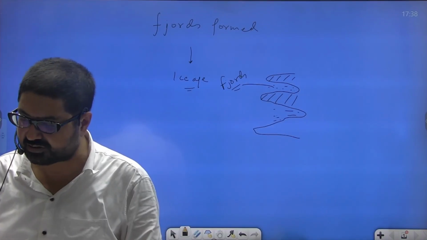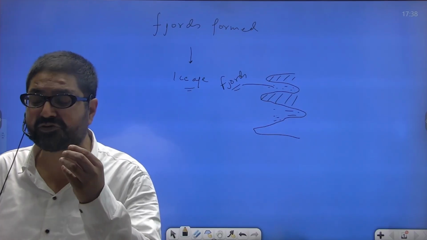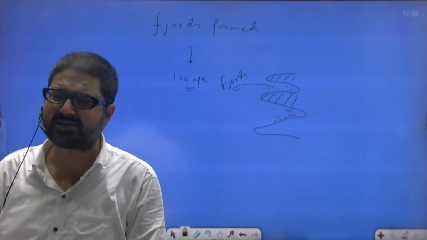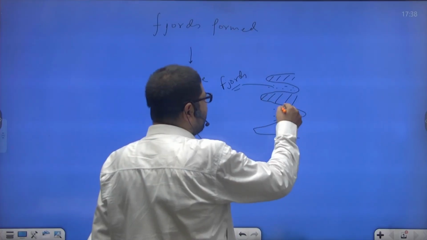Why do they constitute some of the most picturesque areas of the world? मतलब scenic beauty, उसकी वजह ये है because steep sided cliffs.